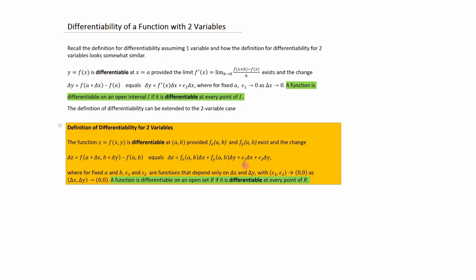And also we have again these terms, an epsilon 1 delta x and an epsilon 2 delta y. This is f partial x, this is f partial y, and epsilon 1 and epsilon 2 can only be functions of either delta x, delta y, or both. Okay, and as delta x, delta y go to 0, then epsilon 1 and epsilon 2 go to 0. Right? If these conditions are satisfied, then basically it's differentiable at every point of R. All right, so we would like now to take this and see what this looks like in example form.